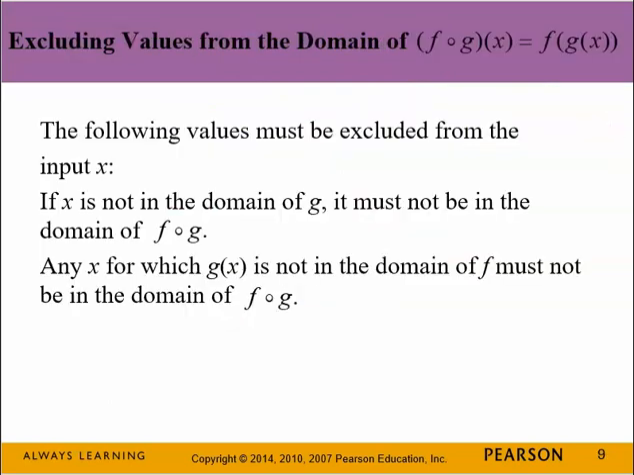Now, I'll read this statement because it applies to this. Excluding values from the domain of this composition. The following values must be excluded from the input x. If x is not in the domain of g, it must not be in the domain of the composition of f with g. Any x for which the g of x is not in the domain of f must not be in the domain of its composition. Now that's the statement and maybe somewhat unclear. We'll see if they give us an example.